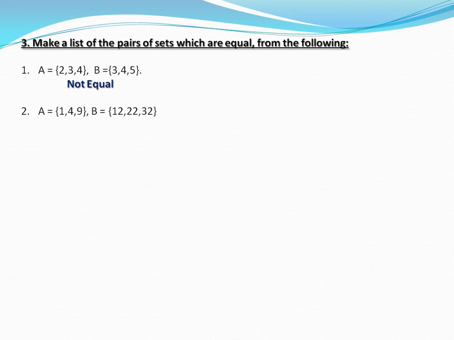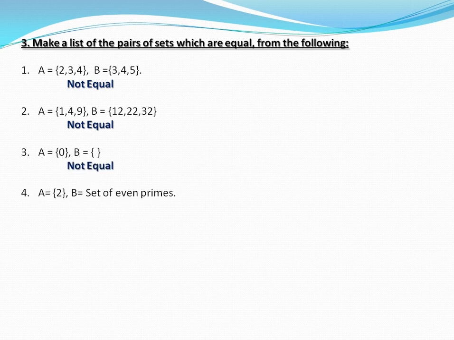Make a list of the pairs of sets which are equal from the following. A is equal to 2, 3, 4, while B has 3, 4, 5. Are they equal? Are they the same? No, so it is not equal. A has 1, 4, 9, B has 1, 2, 3. Are they the same? No, so they are not equal. A has the empty set and 0, one value is 0, while B has the empty set. Are they equal? No, they are not equal.